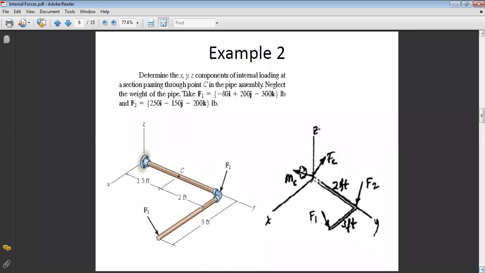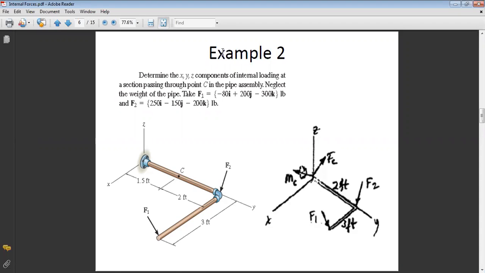Okay, another example. Determine the X, Y, Z components of internal loading at a section passing through point C in the pipe system. Neglect the weight of the pipe and take F1 equal to minus 80i plus 200j minus 300k, and F2 equal to 250i minus 150j minus 200k. So now, what we want to do is to find the internal forces and moments at point C.